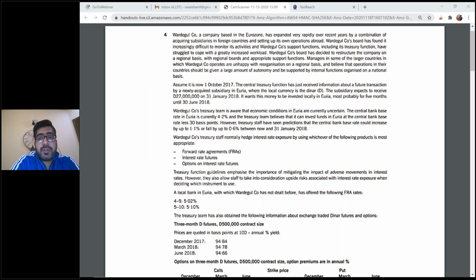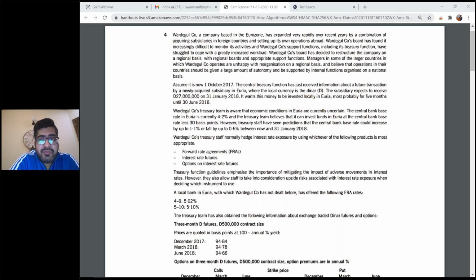Vardical's board has decided to restructure the company on a regional basis with regional boards and appropriate support functions. Managers in some of the larger countries in which Vardical operates are unhappy with reorganization on a regional basis and believe operations in their countries should be given a large amount of autonomy and be supported by internal functions. Assume it is now 1st October 2017.